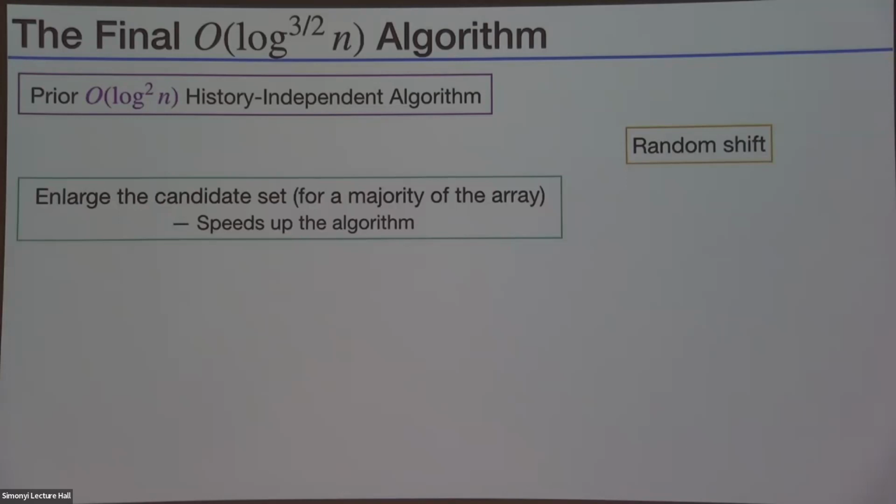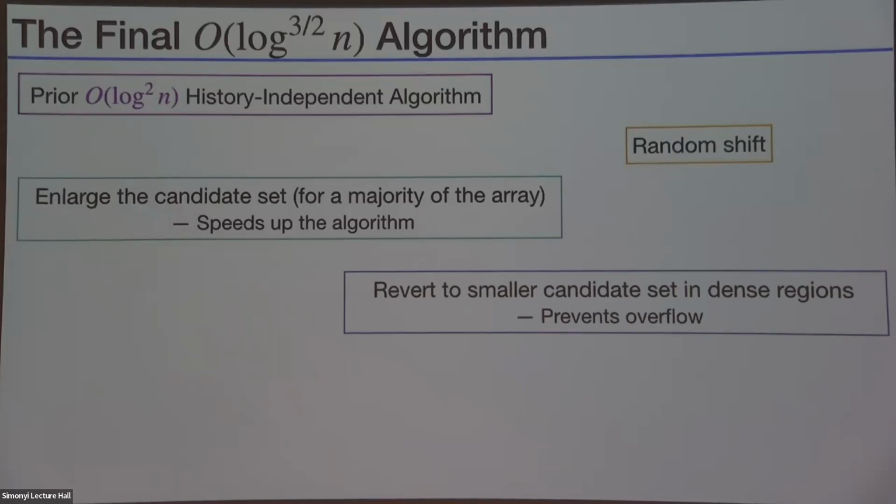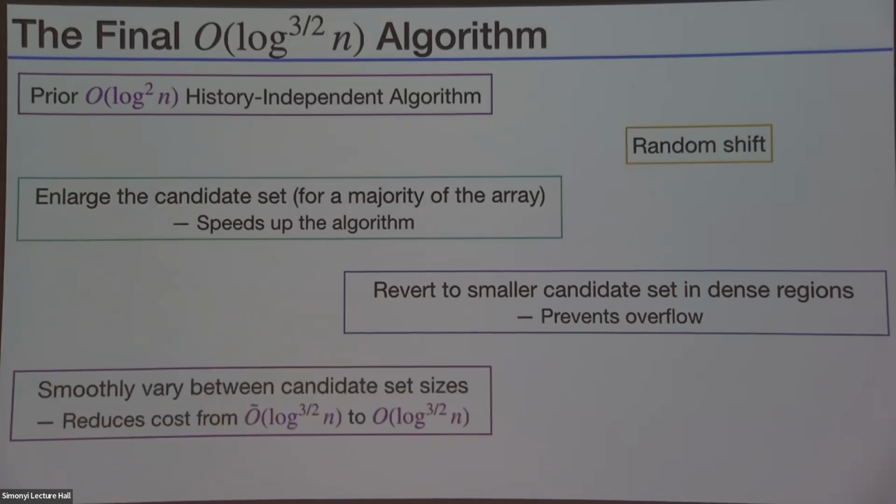But then this comes with a problem that you might experience overflow. And in order to not have this overflow, we again revert back to the smaller candidate set size, which is a 1/log n fraction of the elements, particularly if a region gets too dense. Then these four ingredients give you a log⁵n algorithm, also with some log factors. And like you mentioned earlier, you can also smoothly vary between the candidate set sizes and the densities in order to get down to actually log⁵n.